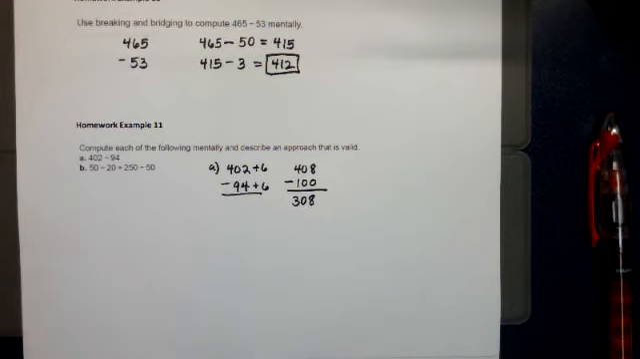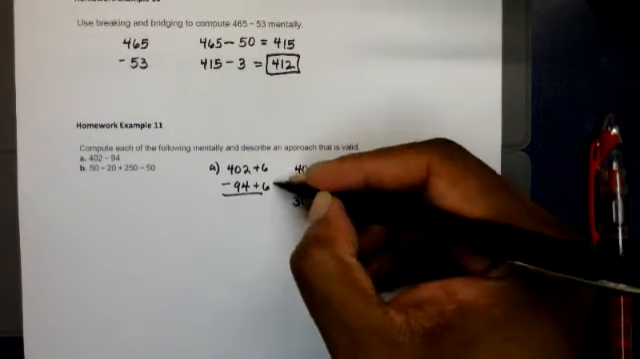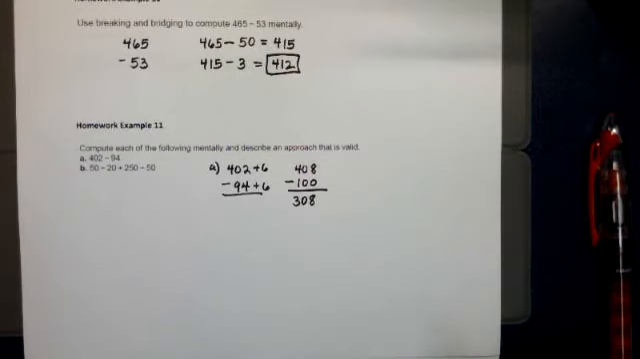So here I added a value to 94 to make it equal to 100, and add the same to the 402. So I added 6 to the 94 and added 6 to the 402.